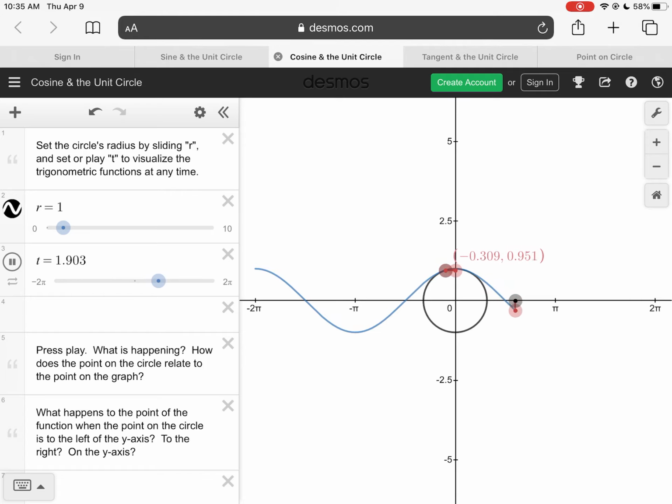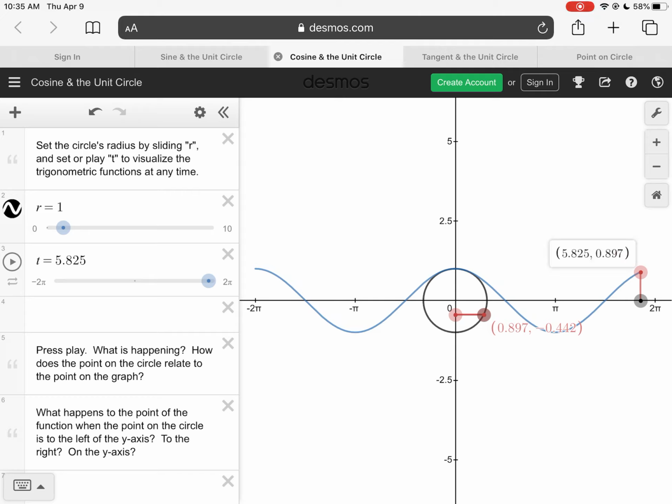If we look at the next box, number 6: what happens to the point of the function when the point on the circle is to the left of the y-axis? So right now the circle point is to the left, and do you see we're below the x-axis? In a minute I'm going to go to the right. The point is now to the right of the y-axis, and you see we're above the x-axis. Okay.